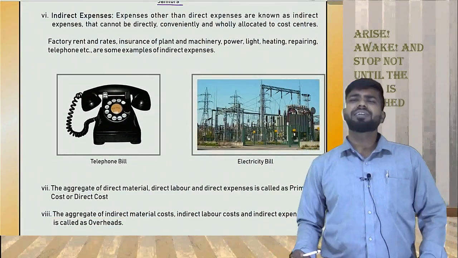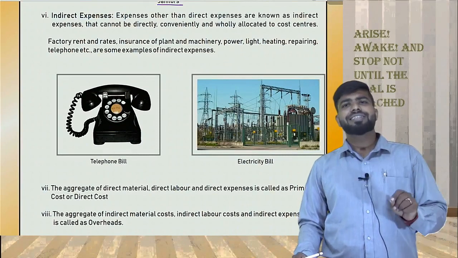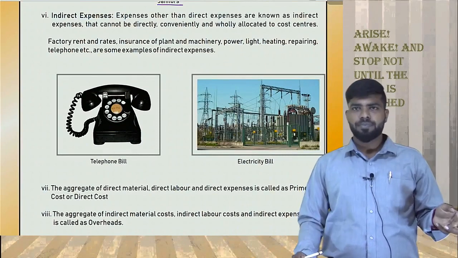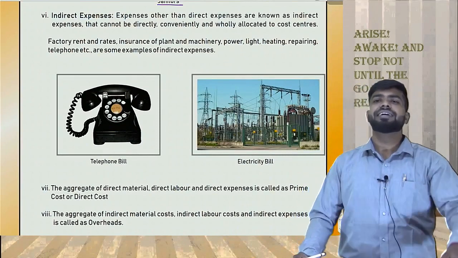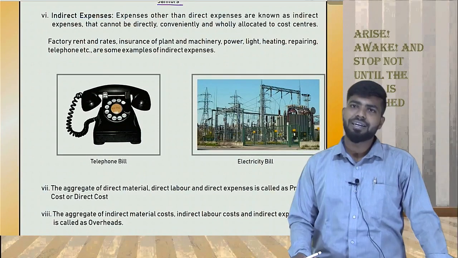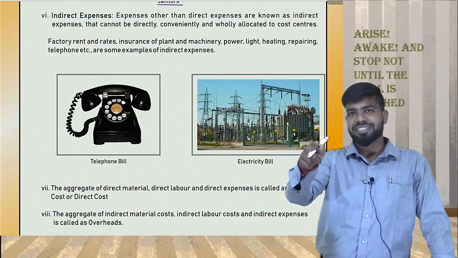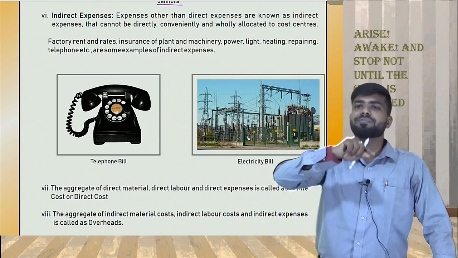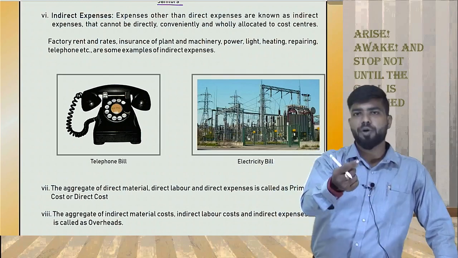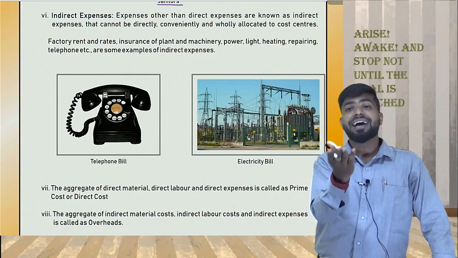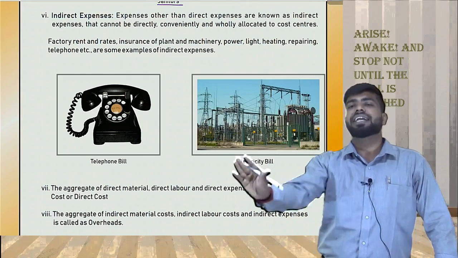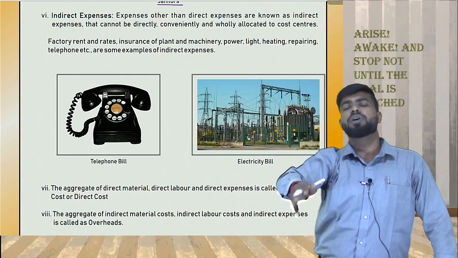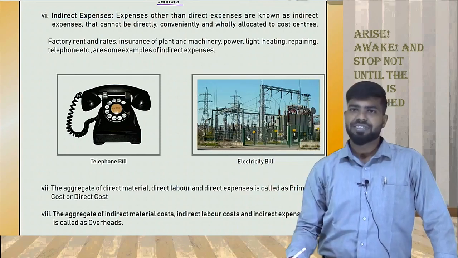Indirect expense. What is indirect expense? Expenses other than direct expense. All of that will be considered as the indirect expenses. Please understand, other than material and labor is the expense. That expense is again divided into direct expense and indirect expense. What is direct expense? The expense which can be directly allocated to the product is called the direct expense. Other than direct expense is called the indirect expense. Any amount, it can be any amount, will be categorized under the indirect expenses.